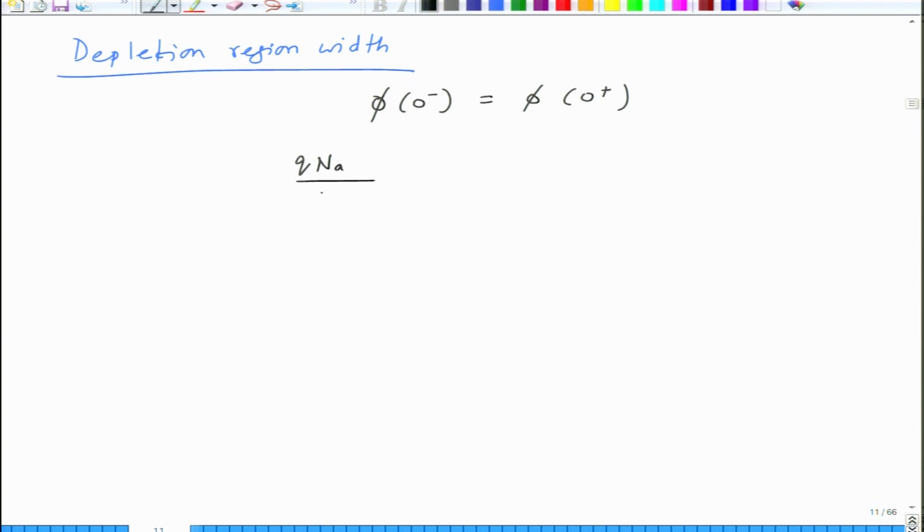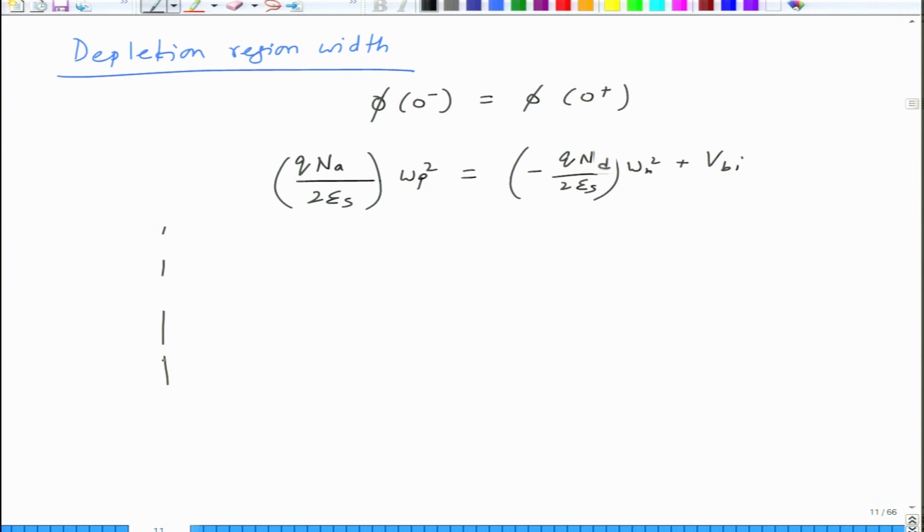Qna divided by 2 epsilon s into Wp square, which is equal to minus of Qna divided by 2 epsilon s Wn square plus Vbi, okay. So, essentially you substitute x is equal to 0 in both the equations. So, you get this equality, and we know that we said that charge density distribution is like this.